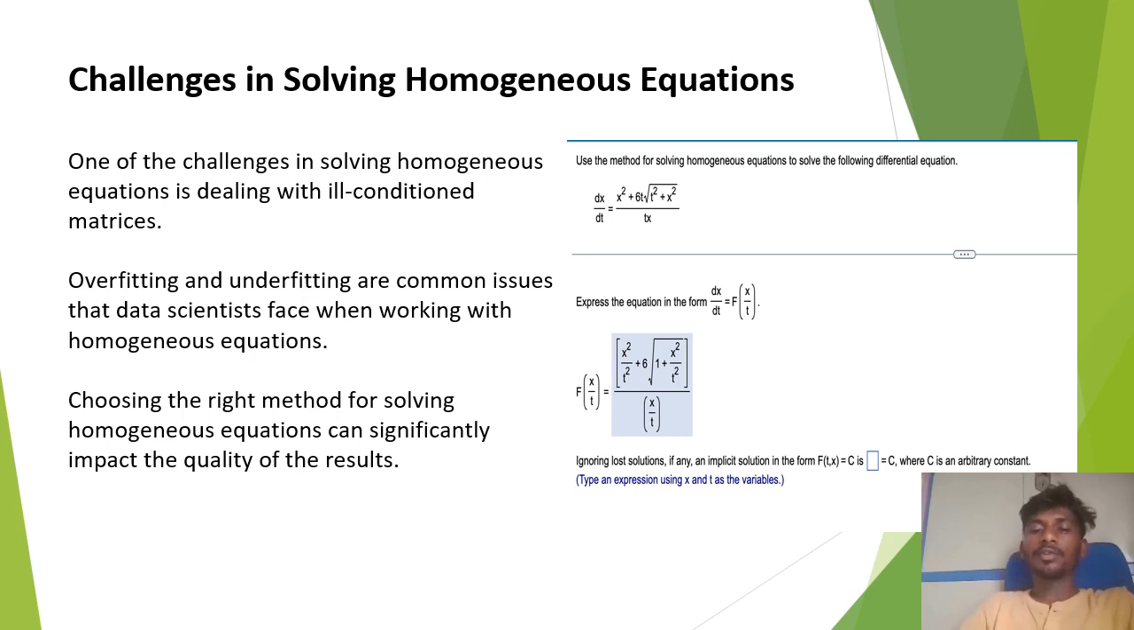Use the method for solving homogeneous equations to solve the following differential equations. The given equation is dx/dt = (x² + 60√(t² + x²))/(tx). And the next one is: express the equation in the form dx/dt = f(x/t), where f(x/t) = (x²/t² + 6√(1 + x²/t²))/(x/t).